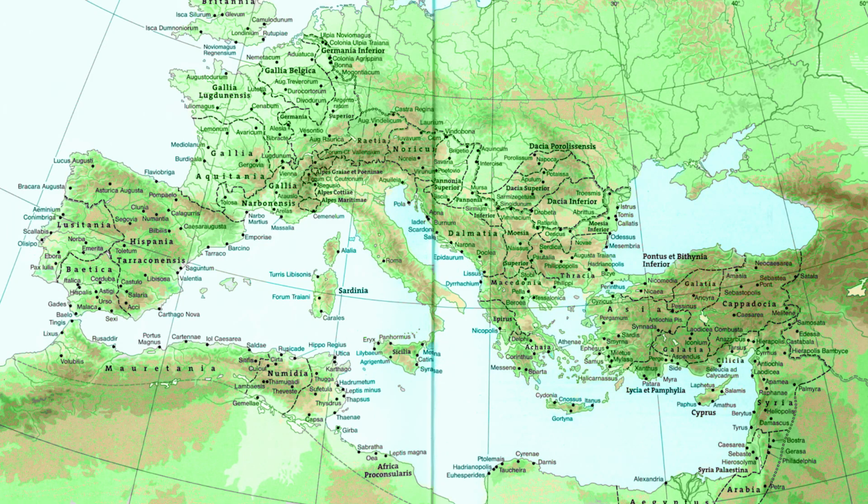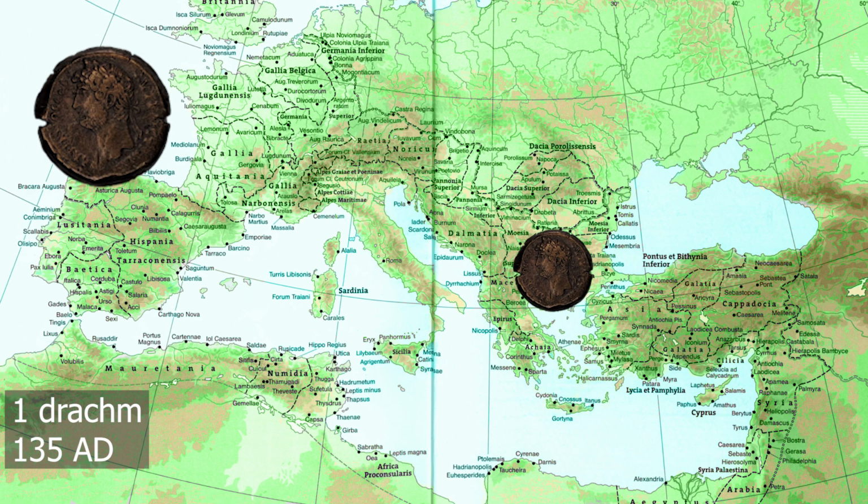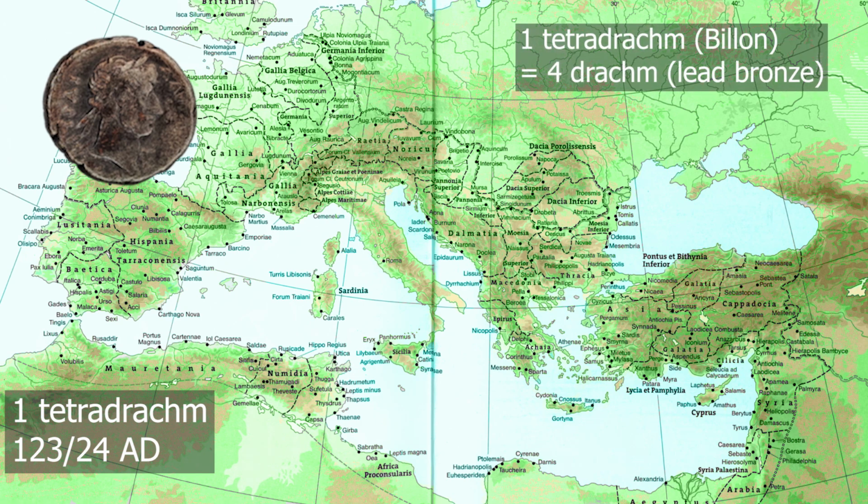Now let's talk a bit about the coins and the periods where they came from. The drachm, made from impure leaded bronze, dates back to 135 AD and comes from a region we now call Egypt. During the imperial period of the Roman Empire, Egypt was a province. The so-called silver coin, actually a Billon coin, is 10 years older, dating to 123 to 24 AD. It's a tetradrachm and it's designed to look like silver because nominally it was worth more.